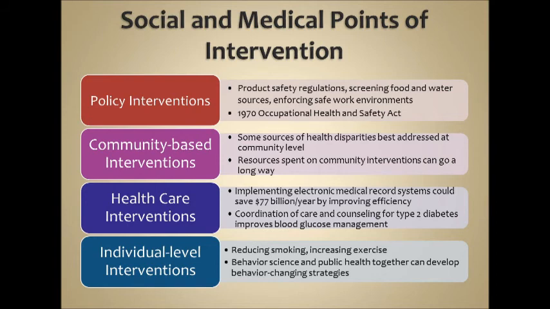Also, just simply coordinating the care and counseling for type 2 diabetics improves blood glucose management. It probably also improves the diabetics' long-term outcomes, because people with diabetes can get worse problems just from having the diabetes. So at the end of the day, working at the healthcare level can fix things, but also at the end of the day, you also have individual level interventions. We all are responsible at some level for our own health. We have to look at what we're putting in our bodies and what we're doing with our bodies to try and keep ourselves healthy. But the other three, those are things that have to be addressed at a more group level.